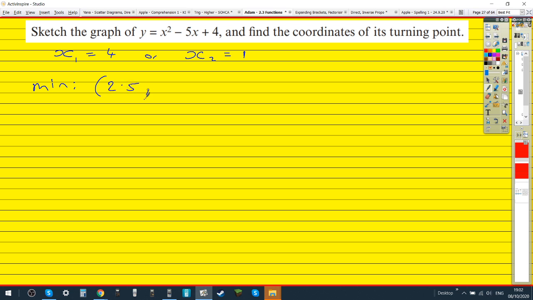Press S-D, let's say 2.5. It might be easy. Yep, 2.5. Minimum y? Minus 2.25. I just think 2.5 is in between 2 and 3, whereas with 5 over 2, you kind of don't know where it is. Yeah. Okay. Any idea how we sketch this?